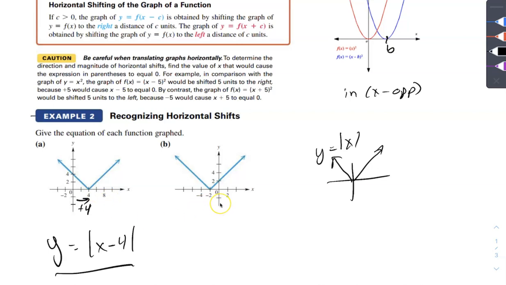This one right here, again, we moved left and right, so it's on the inside. So we do the opposite. We went left 2, so we write plus 2 inside. And that's how you write these.